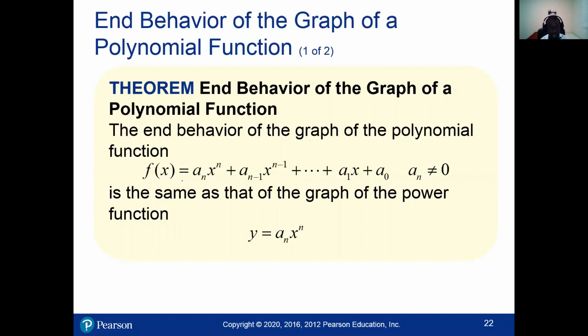Say you have the standard polynomial function a_n x^n all the way, where a_n is not equal to 0. Now the end behavior will behave just like what? The leading term. Note that this leading term is a power function, as we talked about in the previous video and also in class.